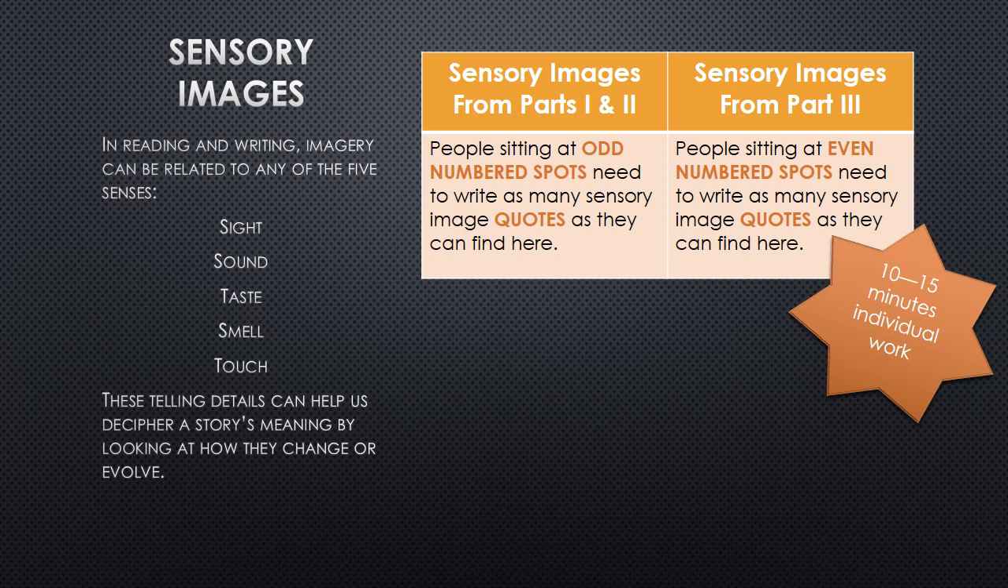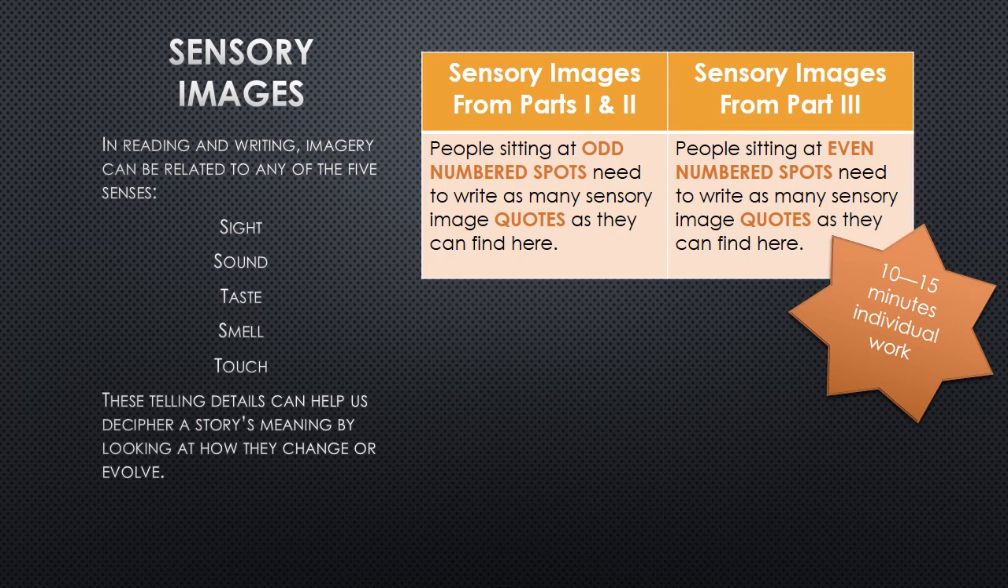And when we pay attention to how these kinds of sensory images are used, it helps us decipher a story's meaning. And especially when we look at how those types of images change in certain stories. Like in this story, we're going to look at how the use of sensory images changes, which is why you have 2 columns, because it's different in the first part than it is in the second part.